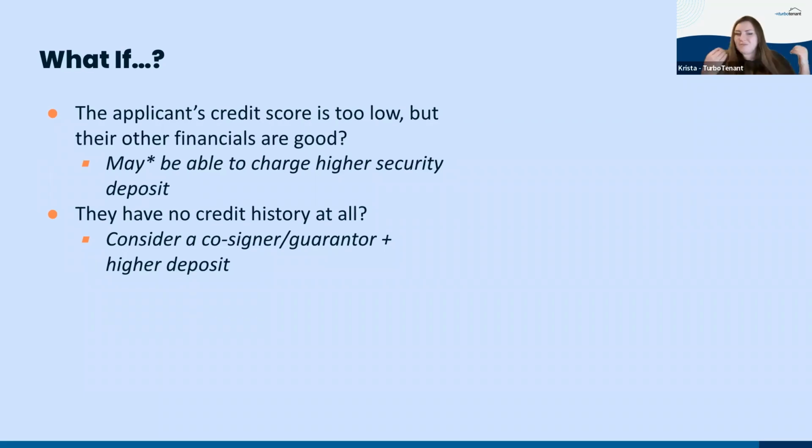If they're credit scoreless, historyless, just floating in the ether with no ties to the US credit system, then you should consider allowing a cosigner or guarantor and asking for a higher deposit if your state allows it. If you're not familiar with these terms, a cosigner is somebody who signs the lease with the applicant. They are both equally responsible for the rent being paid. A guarantor is someone who is only responsible for paying the rent if the original applicant fails to pay it. So slight difference in those two terms.